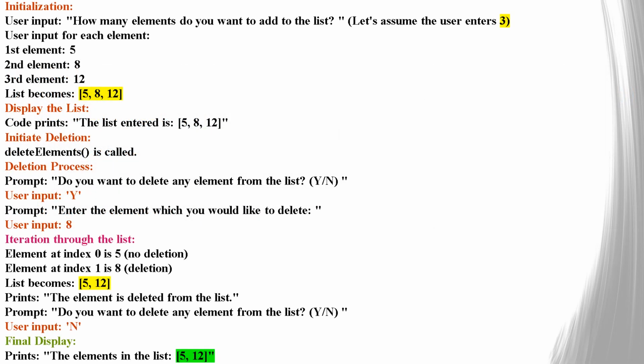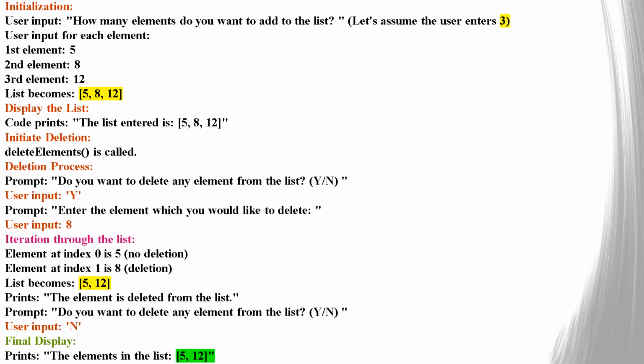Let's see the visualization of the question 8 subdivision A code, how it works. Initialization. User input: how many elements do you want to add to the list? Let's assume the user enters 3. User input for each element: first element, 5. Second element, 8. Third element, 12. List becomes 5, 8, 12.